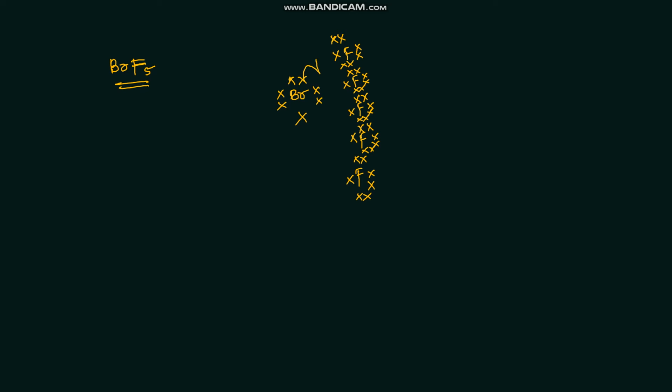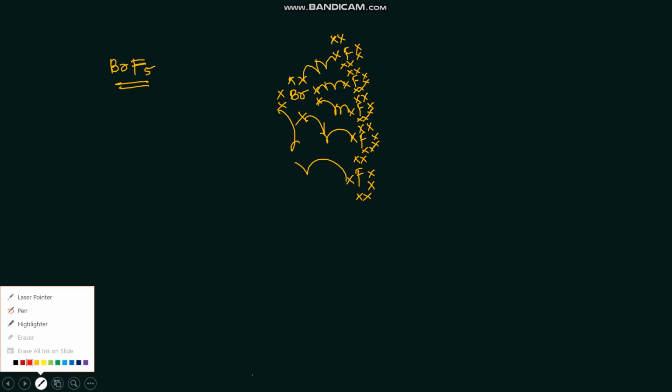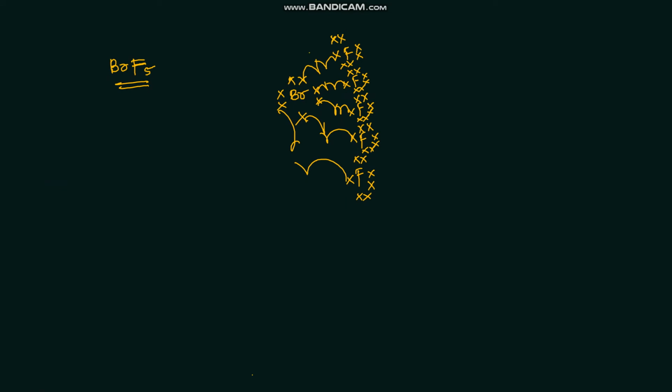These electrons, by sharing of electrons, form covalent bonds. By sharing of electrons, how many covalent bonds? Total 5 covalent bonds. This is 1, this is 2, this is 3, this is 4, this is 5. Means 5 bonds are formed. And how many lone pairs remain as they are? 1 lone pair remains as it is.